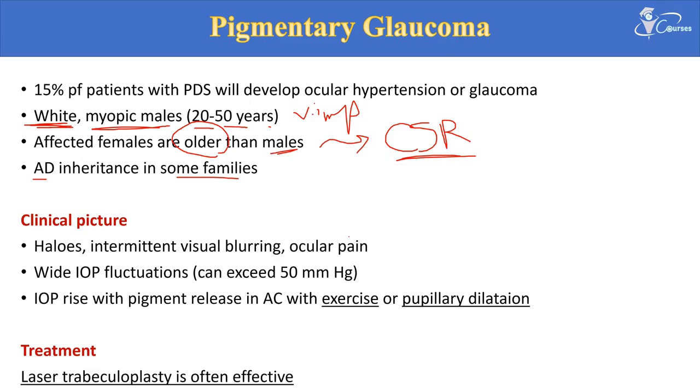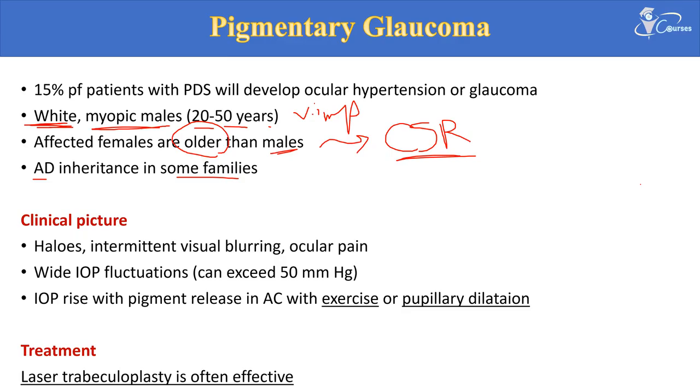So those patients will have IOP rise with pigment release in the AC with exercise or pupillary dilatation. And the prognosis for this case is good. It is eventually good. Why? Because eventually all the pigments at the back of the iris will vanish. Eventually, at some point, the whole pigments will be disappearing or will end.